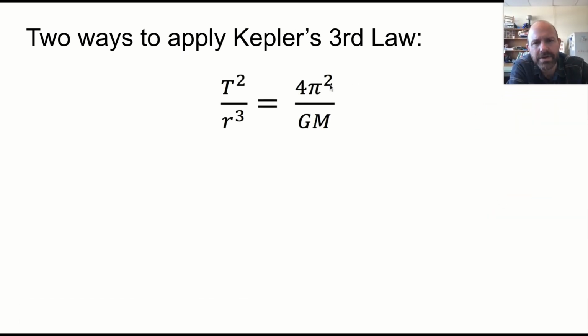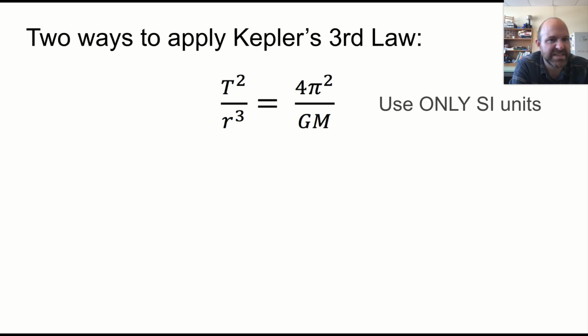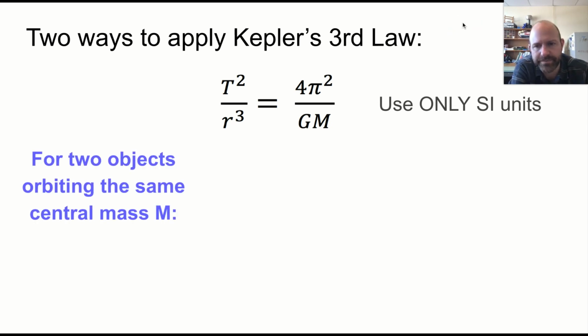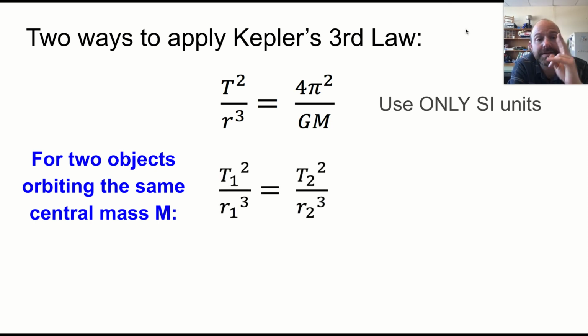There are two ways to apply Kepler's law. One is to use this formula, sort of the Newton and Kepler together formula. This requires SI units because it's got big G, which is in a particular set of units, kilograms, meters squared, kilograms squared. But if you have two objects orbiting the same central mass, like Mars and Jupiter, all you need to know is the period and the radius of one and the period of the other, and you can get the radius, or vice versa.